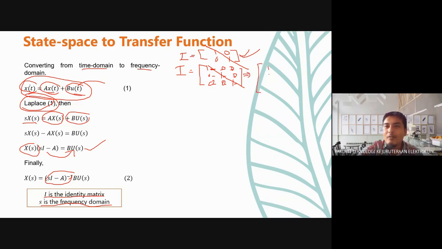Okay, so we come like this. This is the identity matrix of the third order system. I believe you can imagine what will happen for the identity matrix of the fourth order system. The diagonal always becomes 1, the rest will become 0. Okay, proceed.